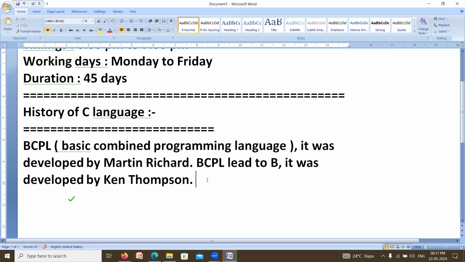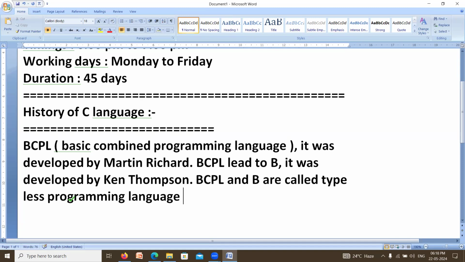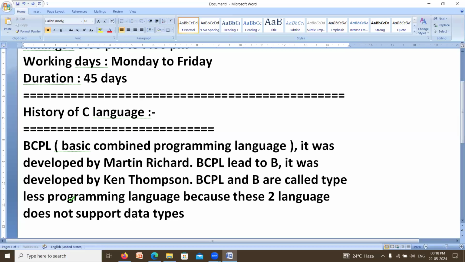Data type means, my dear friends, we know idli, dosa, vada, puri. Those are types of tiffins. Thums Up, Sprite, Coca-Cola. What are those? Types of drinks. In the same manner, data also can be categorized into some parts. Those are called data types. Actually, BCPL and B don't support data types. So BCPL and B are called typeless programming languages. What is the meaning of typeless? These two languages do not support data types.